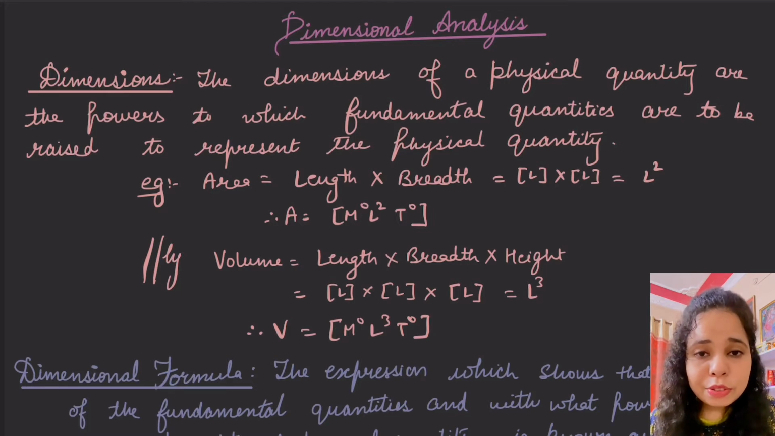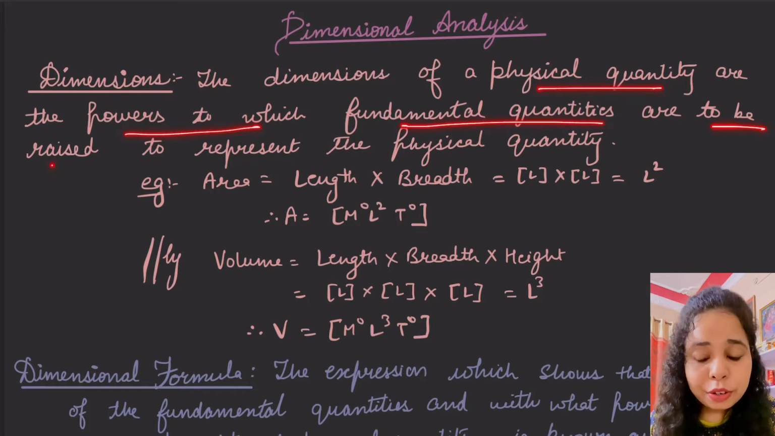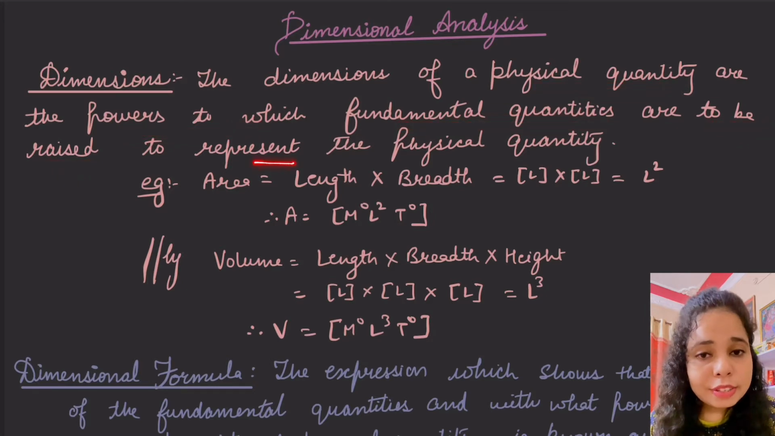The dimensions of a physical quantity are the powers to which the fundamental quantities are to be raised in order to express or represent the physical quantity. So if we have any physical quantity and we want to represent it in terms of fundamental quantities, we will find out the number of times the fundamental quantity is contained in a body. This will determine the dimensions of a physical quantity.